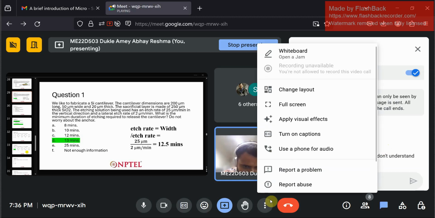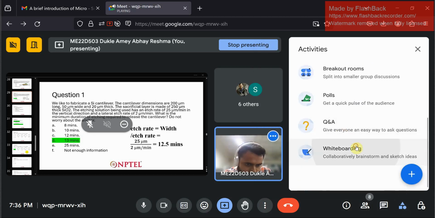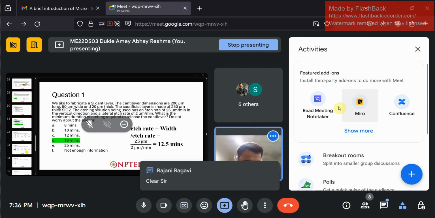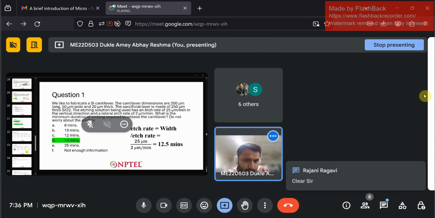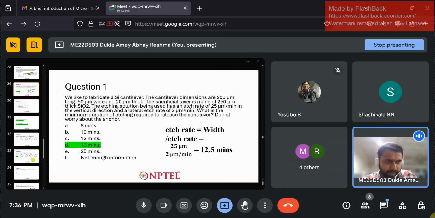If I can get a whiteboard, I'll check. Okay, it's clear and it's good, because I also don't have access to a whiteboard. Any other questions?